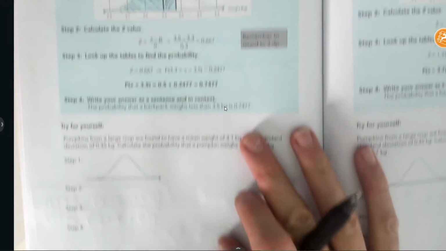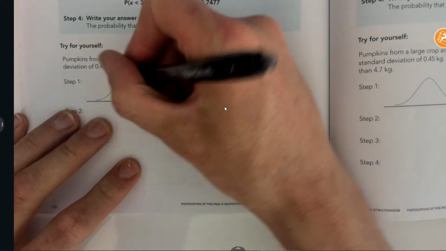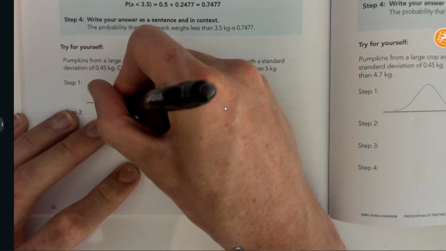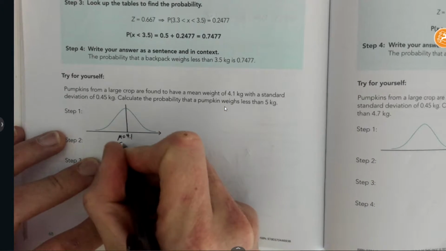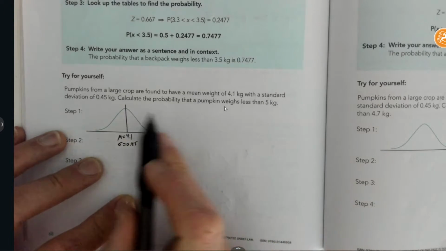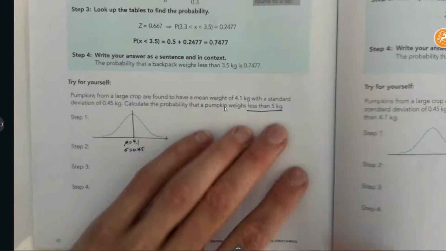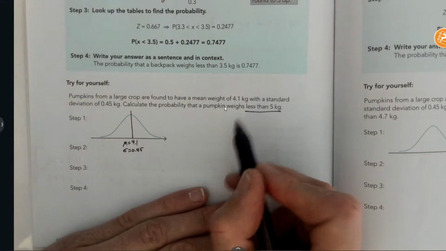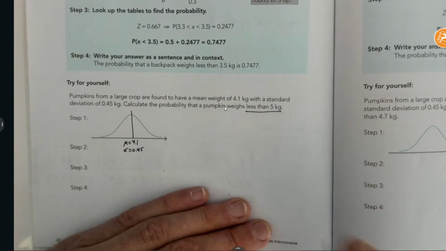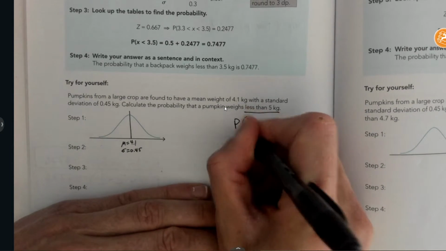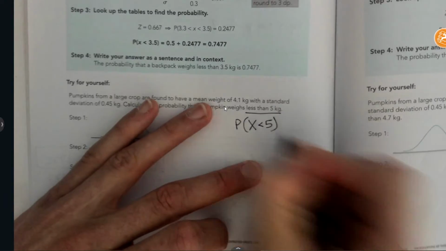Okay, pumpkins from a large crop are found to have a mean weight of 4.1 kg. Boom, first thing I do, mean equals 4.1 with a standard deviation of 0.45. Dang it, this is exactly the same question. Calculate the probability the pumpkin weighs less than 5 kg. So instead of P(4.1 < X < 5) as before, we're now just looking at P(X < 5). That's all we're looking at now.